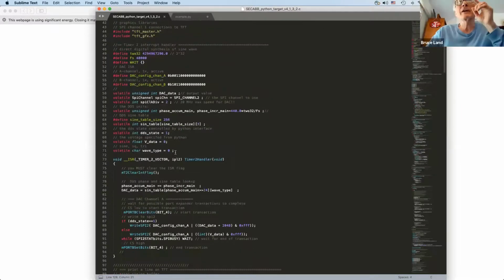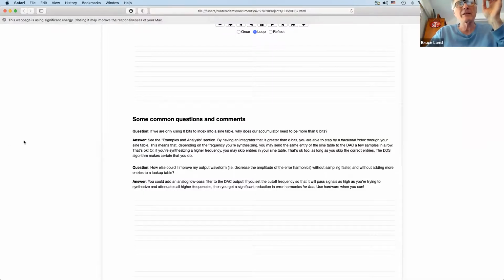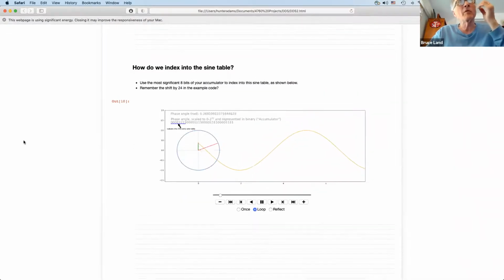If I can inject one comment, it seems to bother people, in the past I've seen this, that you may skip entries of the table or you may duplicate entries of the table. It's okay as long as you have more than about 8 or 16 samples per cycle to keep the distortion down. You will skip some samples. You will duplicate some samples. That's how it works.